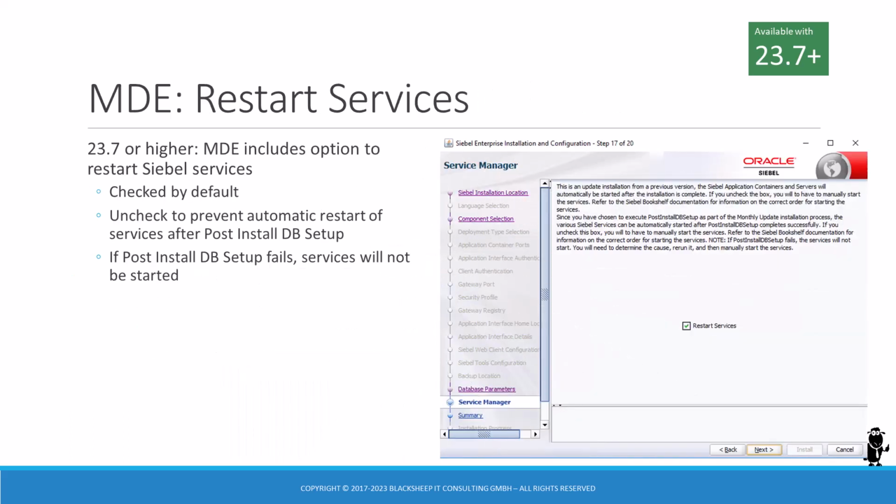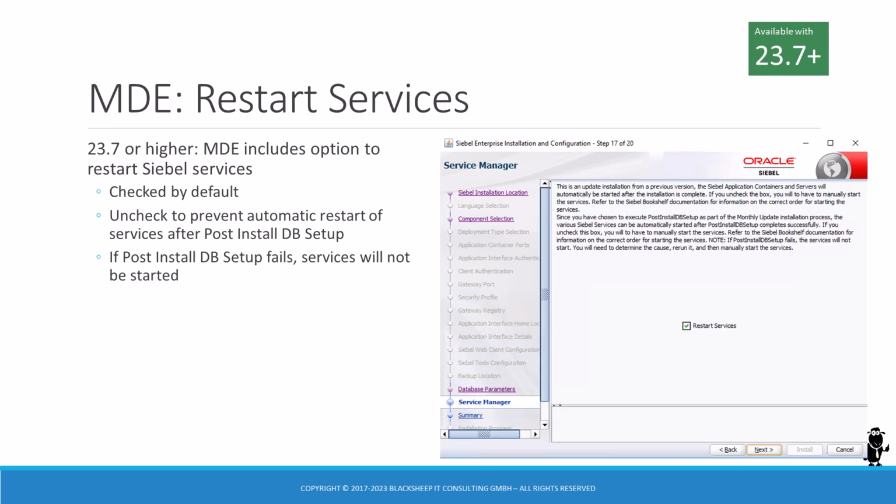The Modular Deployment Engine, MDE, got an update too. This fixes an issue where the installer restarts the Siebel services. That includes Tomcat application containers, gateway registry, and Siebel servers on the machine, even if post-install database update has just started, or even if it failed. This resulted in an unstable state of the enterprise, and administrators had to restart the services manually.